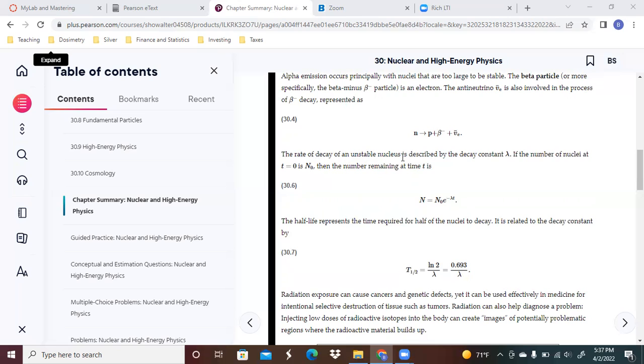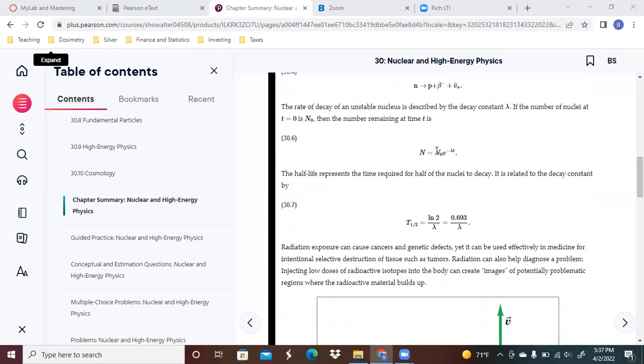The rate of decay of an unstable nucleus is described by the decay constant, lambda. If the number of nuclei at t equals 0 is N naught, then the number remaining at time t is going to be this. So in other words, this is what you start out with. It's going to have an exponential decay. That decay constant is going to be part of the exponent. And this is going to be the amount that you end up with, that mathematical function.